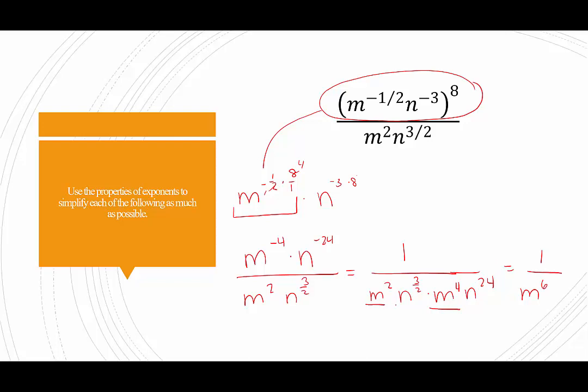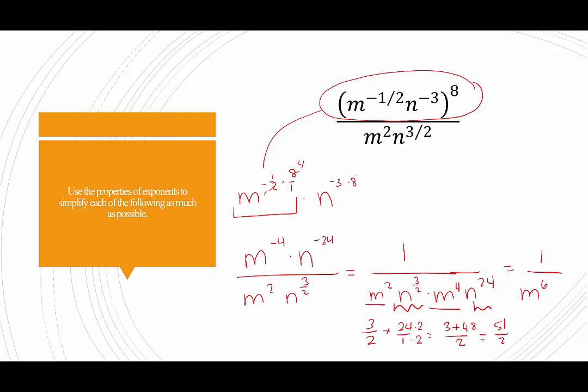What about the n's? Again, I want to add these, but this one's a little bit tricky because I have 3 over 2 plus 24 over 1. I need a common denominator. The common denominator would be 2. So I'm going to multiply this fraction by 2 over 2. This would give me 3 plus 48 over our common denominator of 2, and we end up very awkwardly with 51 over 2.